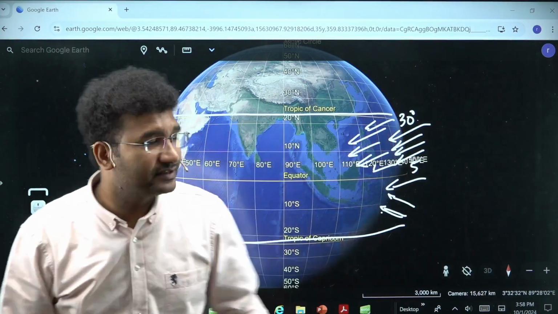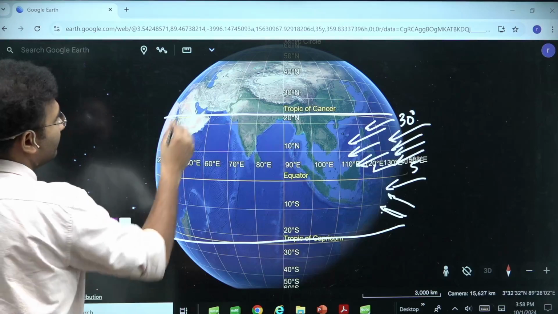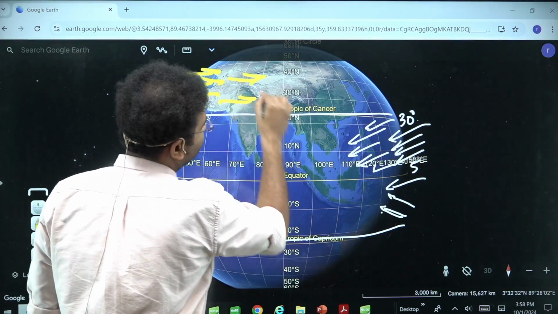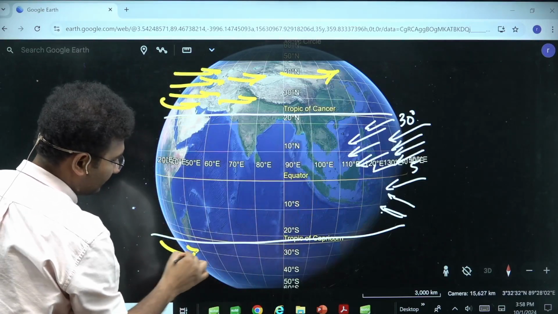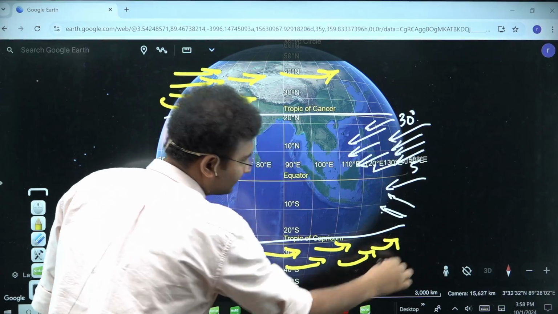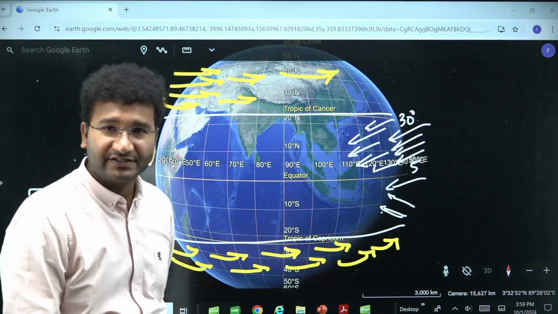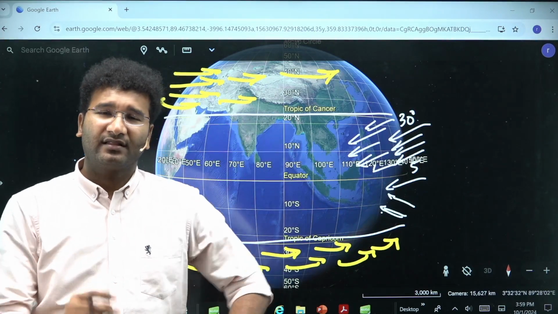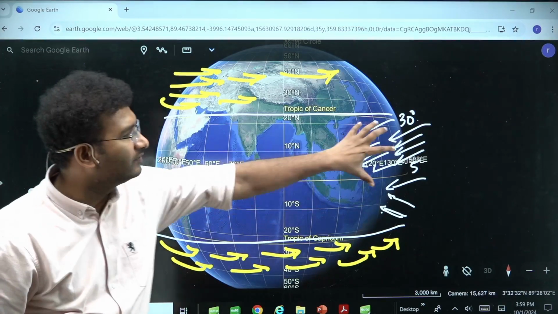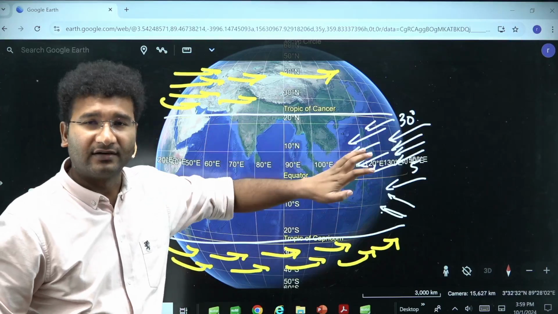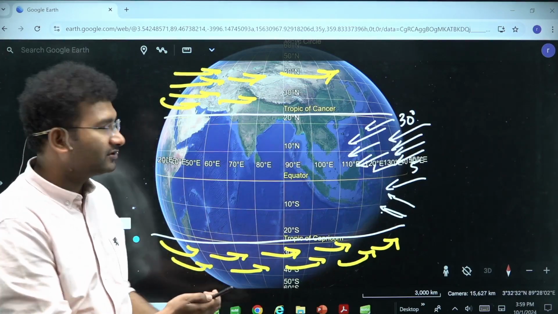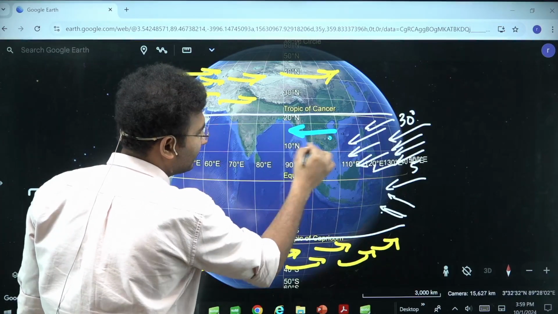Where do you find westerlies? Westerlies are present in this particular area. The winds move like this from west to east, and likewise the winds move like this from west to east. So you have an easterlies belt, and you also have a westerlies belt. That means, don't you think the water will also move in the same direction? If the winds are moving in this direction, the water will move along with the winds. It is the wind which is moving the water, so the water will start to move in a similar direction.